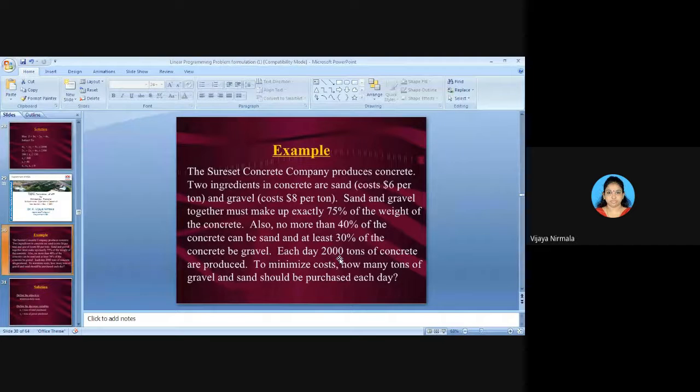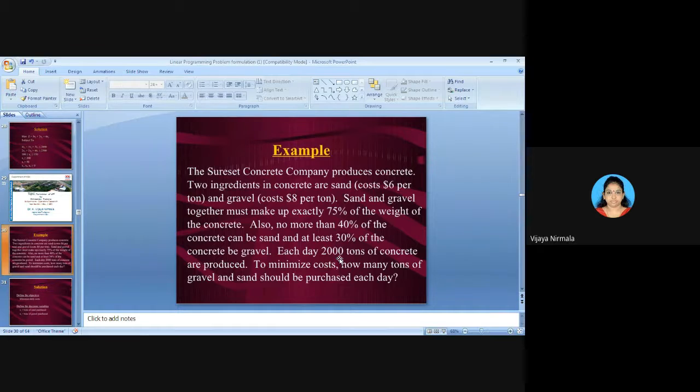And the other one is that no more than 40% of the concrete can be sand. So this constraint is related to only sand. What does it mean? No more than 40% of concrete can be sand. So 2000 into 40 by 100. Whatever the answer comes, that will be the constraint for it.